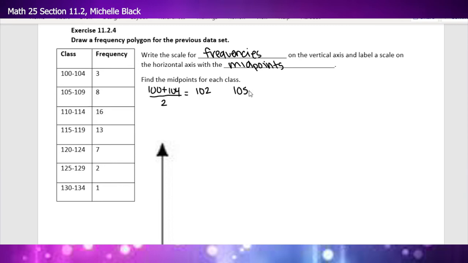For our second class, we have 105 plus 109. Again, when you get that, divide it by 2, and you'll get back that the midpoint is 107. And you might actually be able to look at these and just see what the point in the middle would be, but sometimes your numbers won't be as nice as these, and it'll be a little bit more difficult to just notice. So it is good to practice the math behind it. So take a second on your own and pause the video and calculate the remaining 5 midpoints.